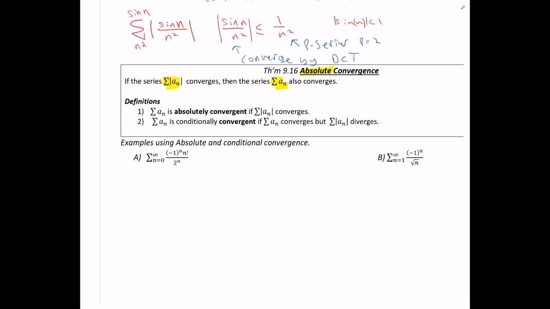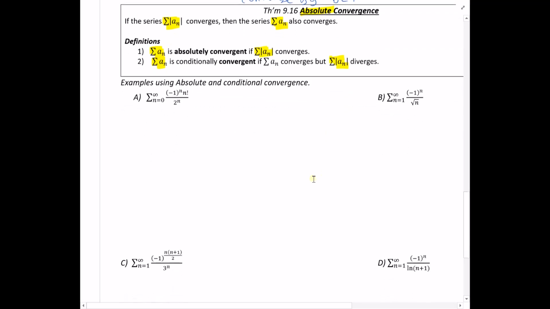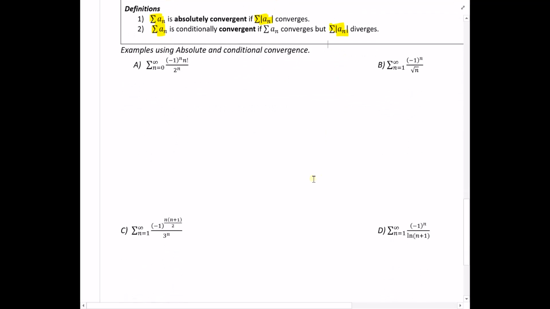So we say that a series is absolutely convergent if the absolute value of that series converges. But there are these series in which the series itself converges, but the absolute value of the series diverges, right? So if that's the case, then we call it conditionally convergent, right? So if the absolute value diverges, but the original does converge, then it's conditional. But if the absolute value converges, then it's absolutely convergent. All right, so let's do a few examples so you can see how this goes.